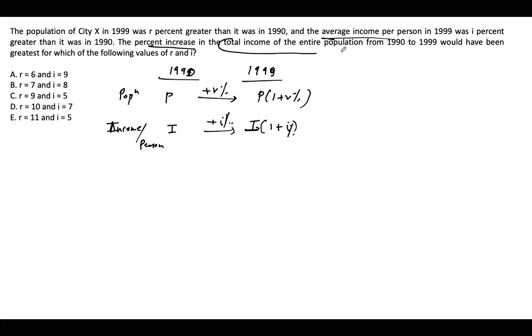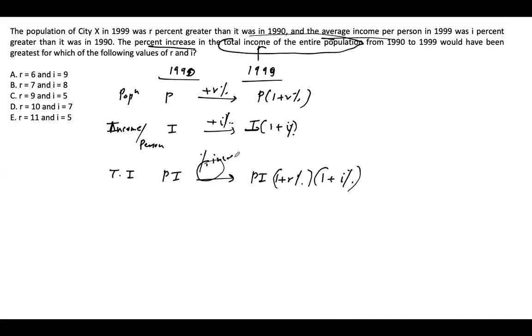The percent increase in the total income of the entire population. Total income. How will you derive total income? Total population into average income. So this would be P I and this would be P I, two brackets, right? The percentage increase in the total income of the entire population from 90 to 99 would have been greatest for which of the following?